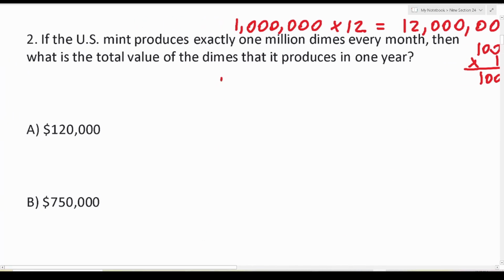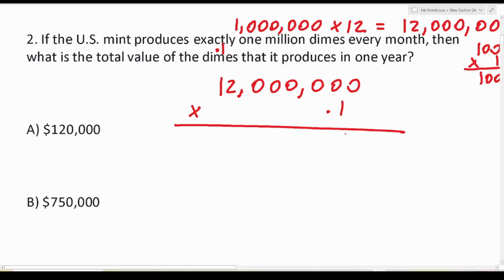So in total, the U.S. Mint produces 12 million dimes, and we want to know what the value of that is. Well, money, including dimes, can be expressed in decimal form. A dime is 10 cents, so it can be expressed as 0.1. Okay, so to figure out what the total value of these 12 million dimes is, we'll take 12 million and we'll multiply it by 0.1, which again is the decimal form of a dime.